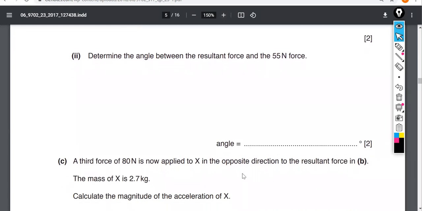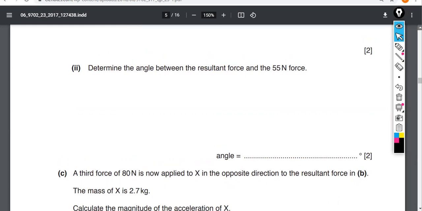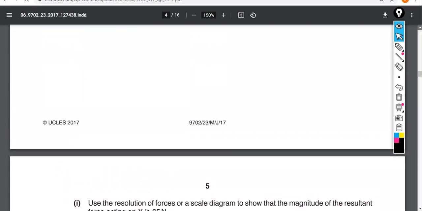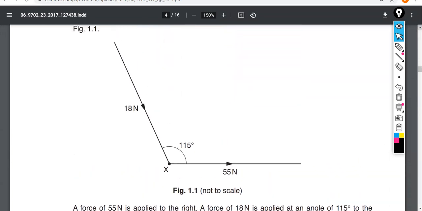And then they tell us a third force of 80 Newtons is now applied in the opposite direction to the resultant. They give us the mass, and we want to know the acceleration. So we'll work through the first part of it, and then I'll tell you all the physics you need for that last one. All right, let's go back up to this figure here. It's obviously not to scale. If this is 55 Newtons this way and this is 18 Newtons, that's not quite as strong as this. But they've drawn the vector longer than that one, or as long.